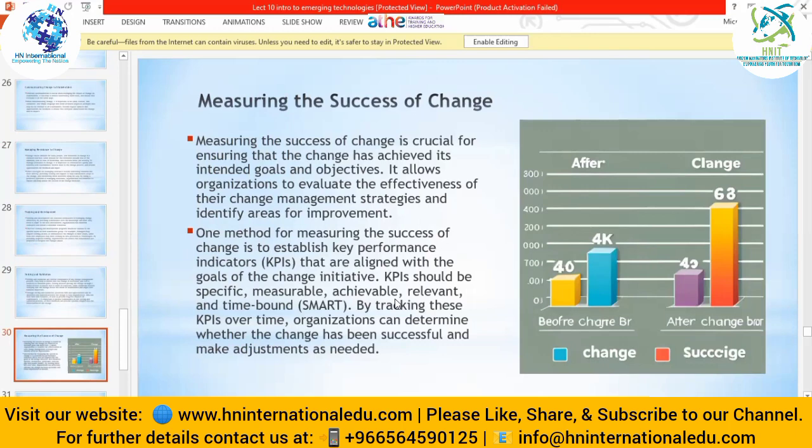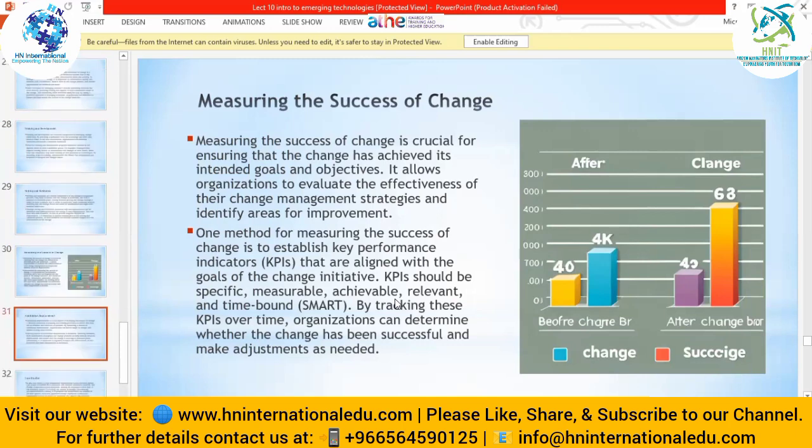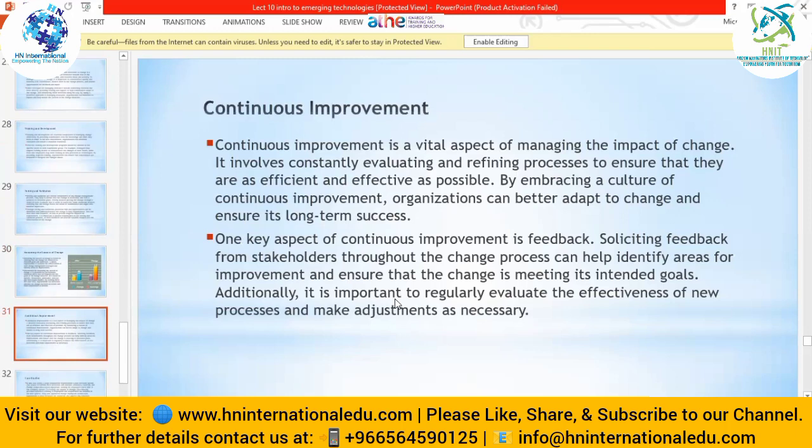One method for measuring the success of change is to establish key performance indicators that are aligned with the goals of the change initiative. KPIs should be specific, measurable, achievable, relevant, and time-bound: SMART. By tracking these KPIs over time, an organization can determine whether the change has been successful and make adjustments as needed. What is continuous improvement?